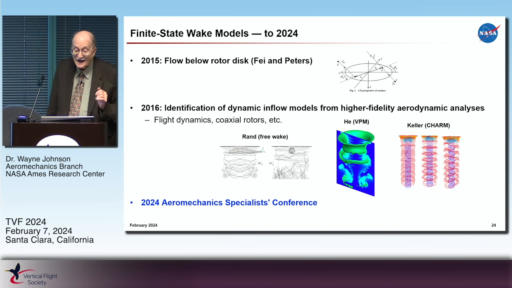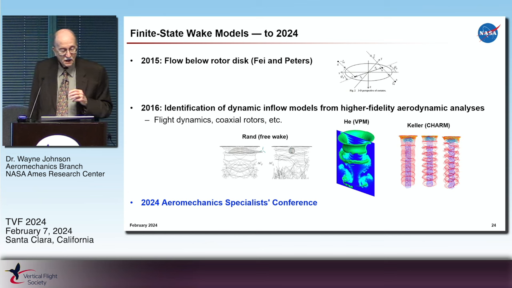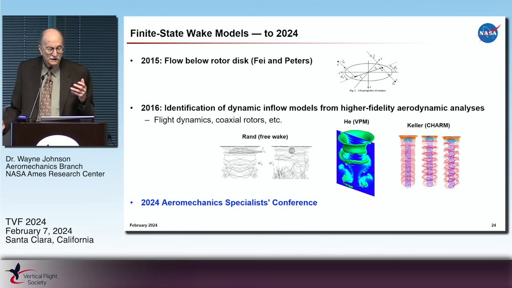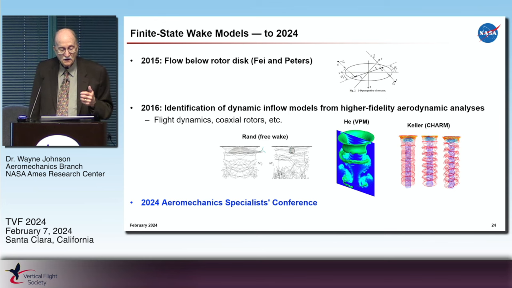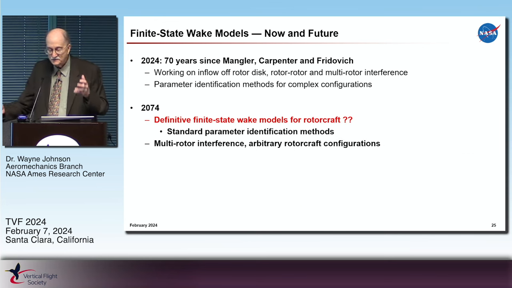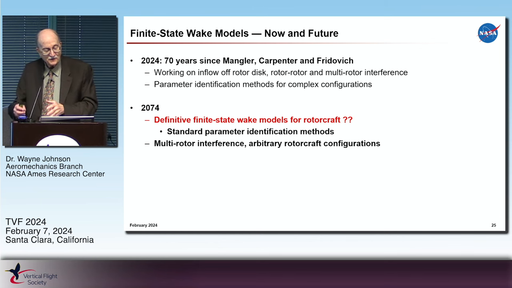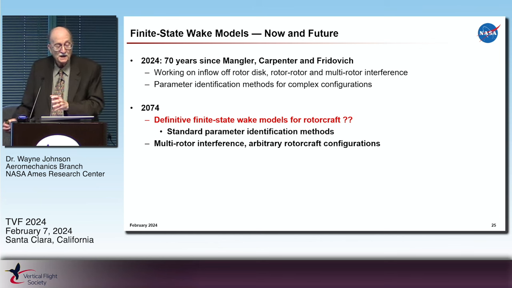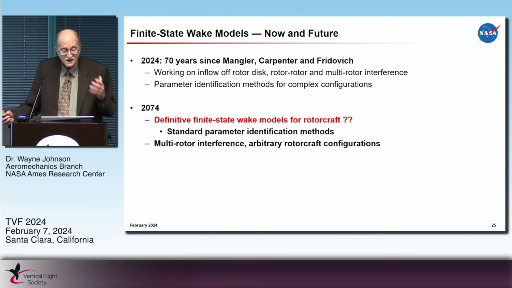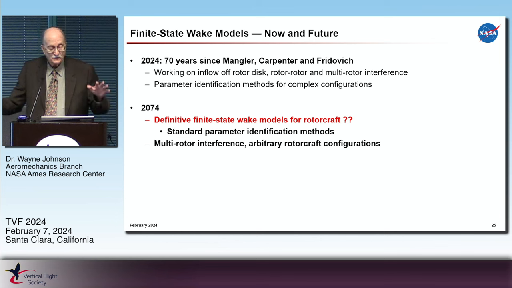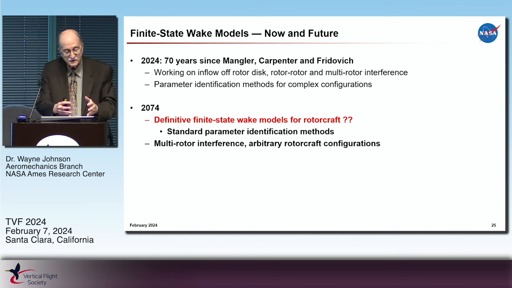Again, okay, since Mangler, Carpenter, and Fridovich, we've had 70 years. We're working now on getting the inflow off the rotor disk, working on interference between rotors. Parameter identification is something that is coming into its own. 50 years from now, well, maybe we will have the final, definitive finite state wake model. It's maybe not. I do expect we will have parameter identification methods that are essentially standard methods for whatever rotorcraft configuration we come up with. We have to be able to handle multi-rotor interference and arbitrary rotor configurations, so I think that's how we will do it.